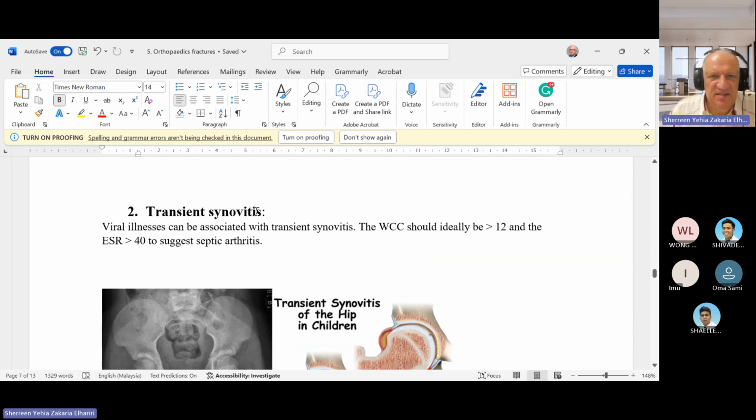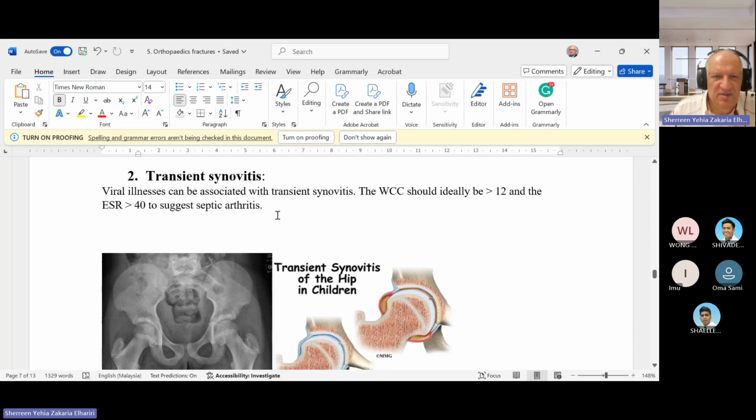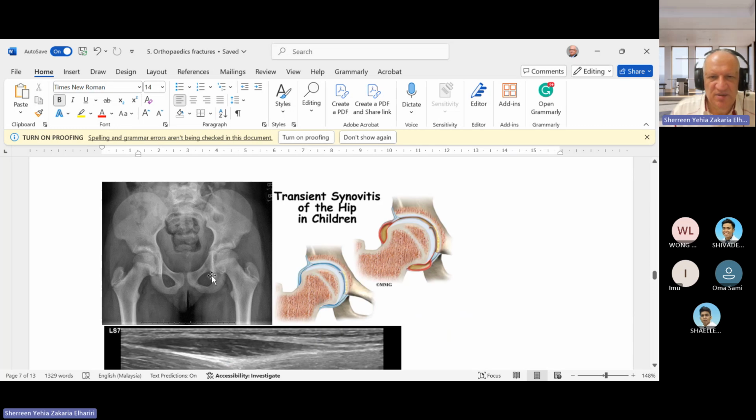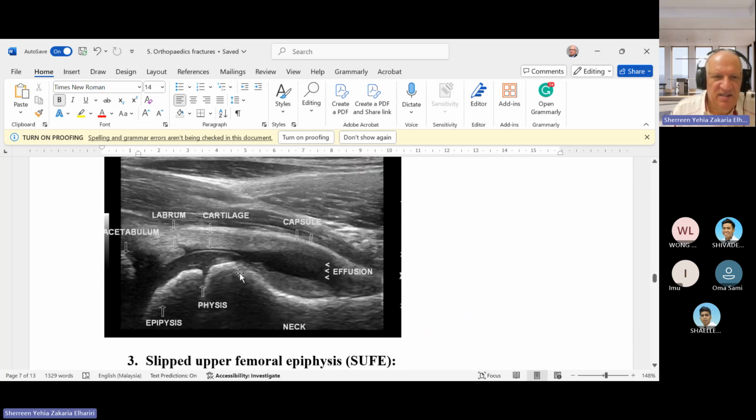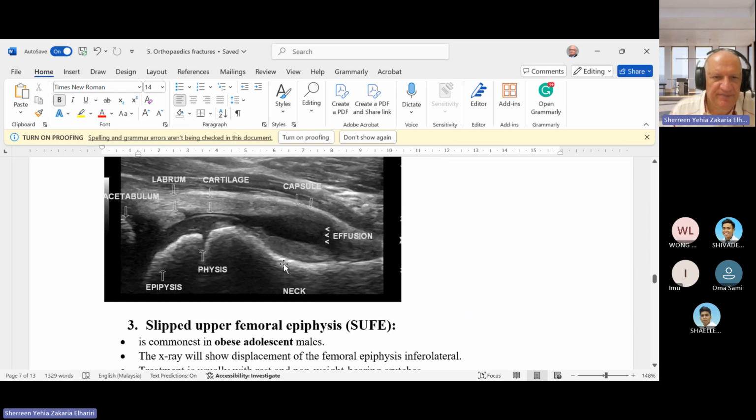Transient synovitis is easy. Viral illness, high white blood cells, or C-reactive protein or ESR. So the patient has fever, so it is transient synovitis. It is easy to diagnose from the history. It is important to know that we have ultrasound for the joint. We can diagnose some diseases like effusion and can take a sample guided by ultrasound. Of course, the sample is taken for culture and sensitivity.